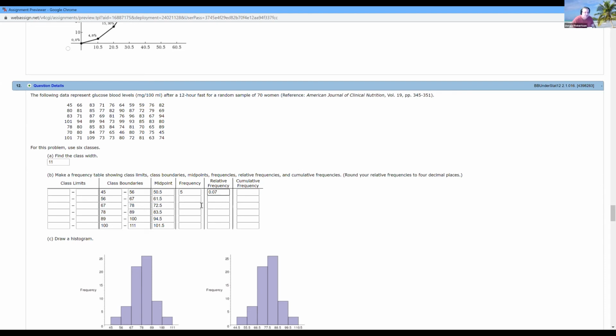0.07. Or they might have just written it down as a fraction. Who knows? They may have written that down, right? Which is the same thing, but as a fraction.